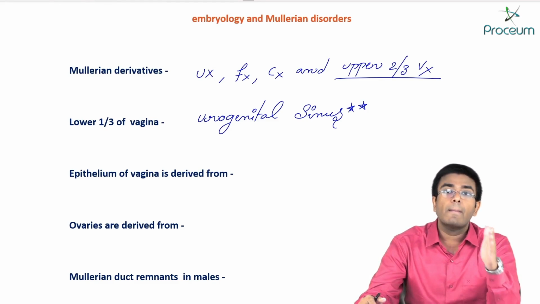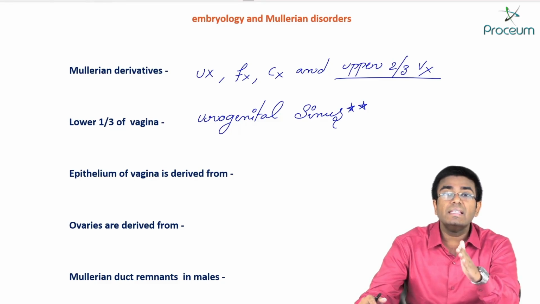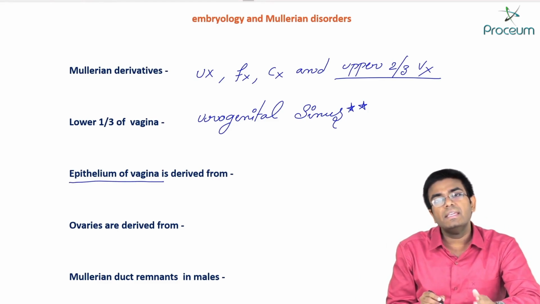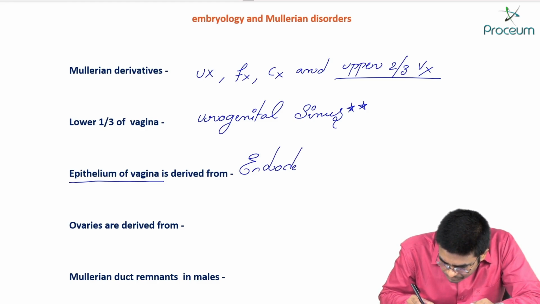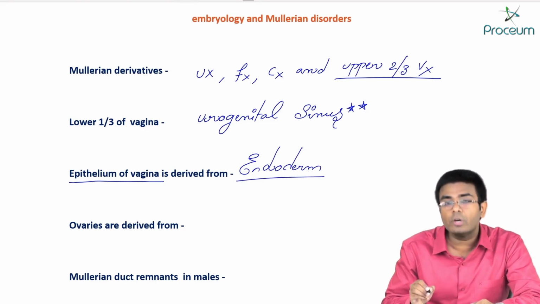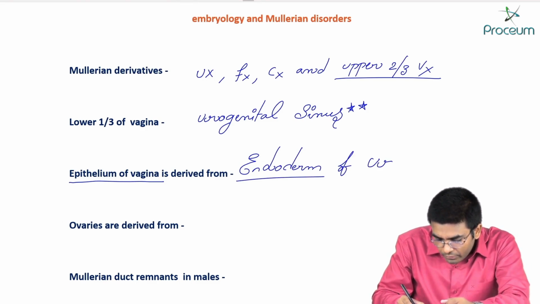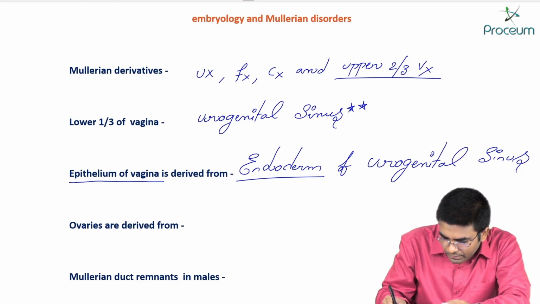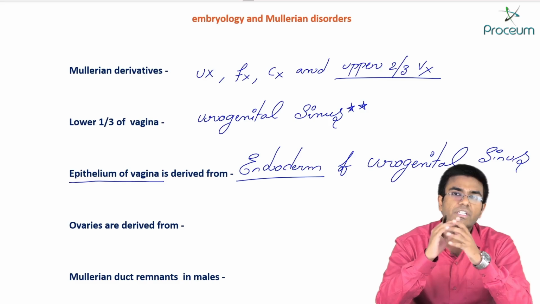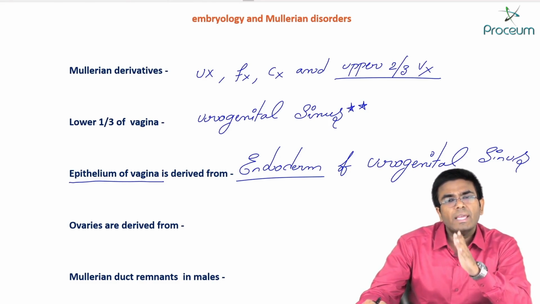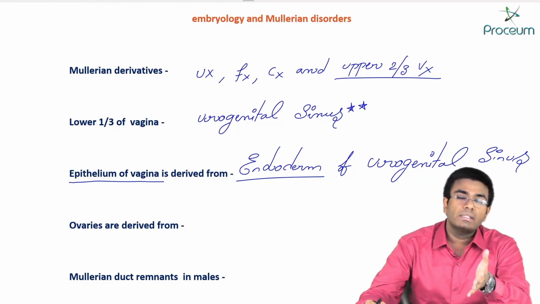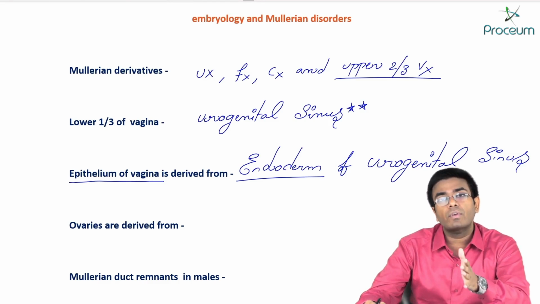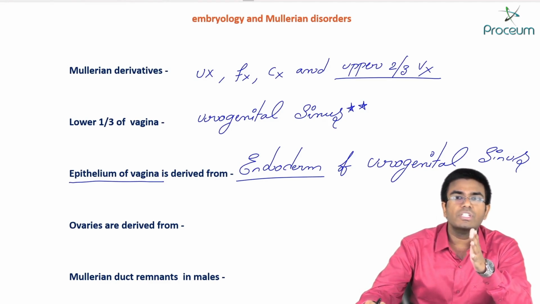Okay, that we know. We will discuss again one more time. But this vaginal epithelium is derived from, please keep this point, endoderm of urogenital sinus. They will ask you whether it is endoderm, ectoderm or mesoderm. Okay, so this is a very important point about vaginal epithelium. They can ask you the same MCQ in a different format. The embryological development of vaginal epithelium is from endoderm of urogenital sinus.